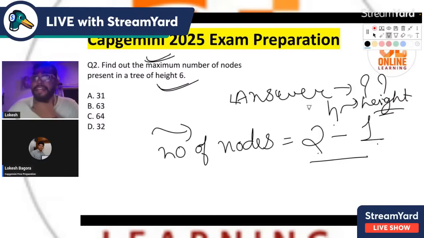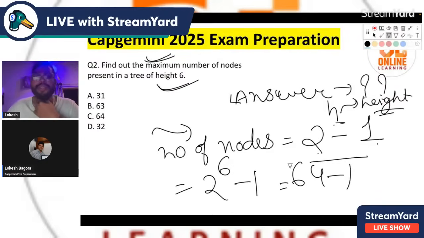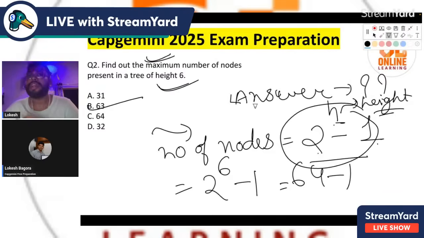This is the formula you need to remember. Here the height value is 6, so 2 to the power 6 minus 1. 2 to the power 6 is 64, minus 1 is 63, which is the correct answer for this question. Guys, you need to remember the formula: the total number of nodes in a tree is 2 raised to the power h minus 1, where h is the height of the tree.